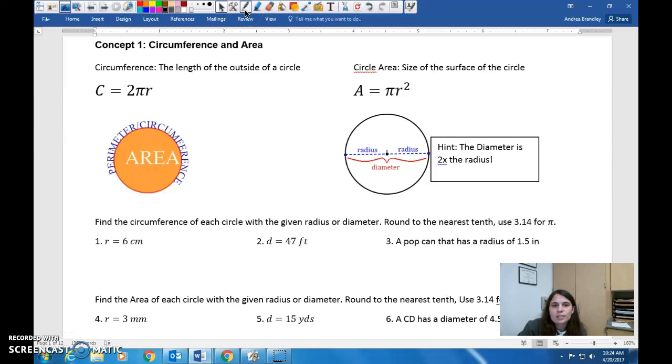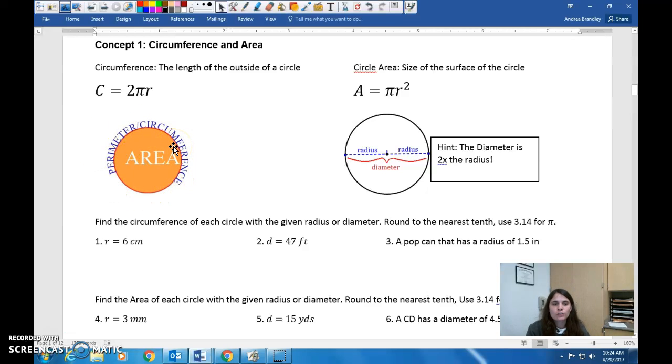This video discusses the concept of circumference and area, and along with that, radius and diameter. So we're going to start with just some simple definitions. The first is that circumference is the length of the outside of a circle. Just like this diagram right here shows, this red line on the outside of the circle is the circumference.